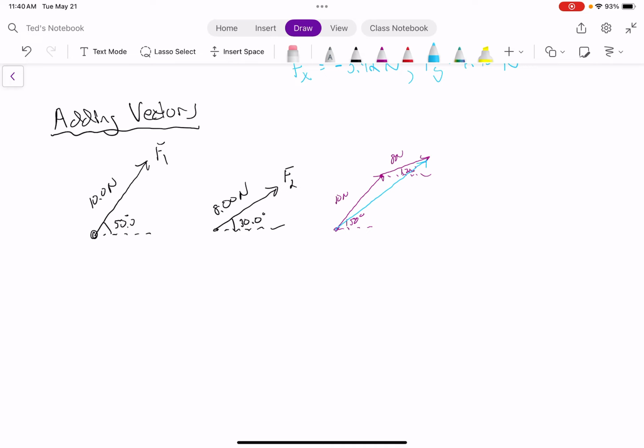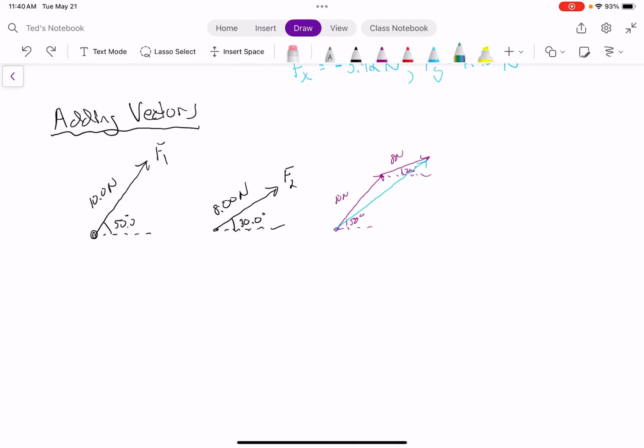You might be curious, do we get the same thing when we do f2 plus f1? And yes, we would. If we start at the beginning with force 2 and then we add to that force 1, we would end up at the exact same place. So f1 plus f2 is the same as f2 plus f1. That's good. We want it to be that way.